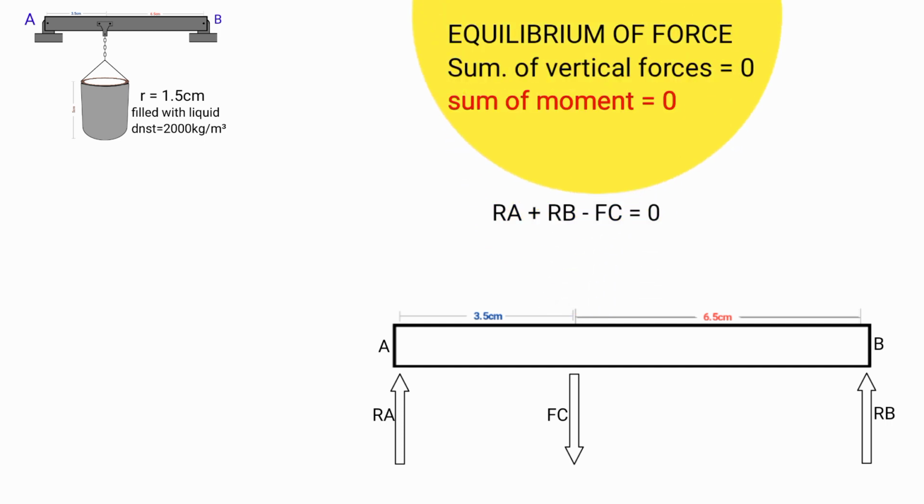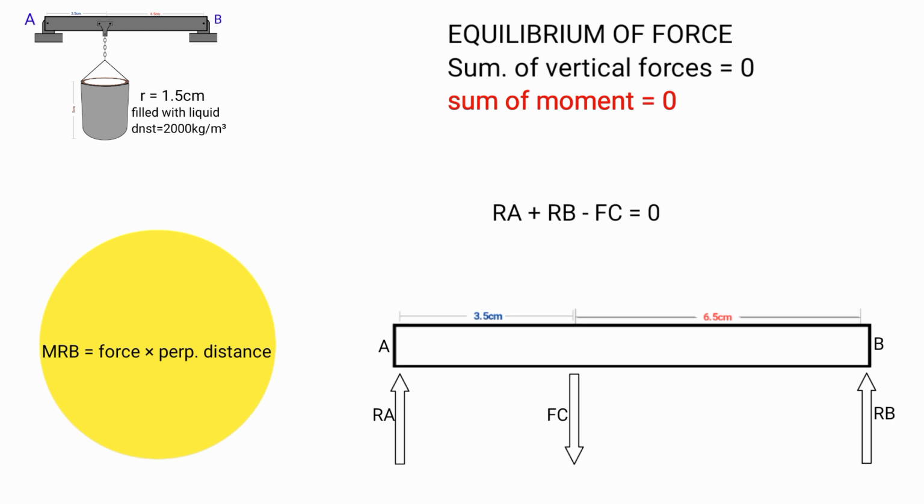Here, since the moment at all points equals 0, let's take all the moments acting at this point A, sum them up and equate them to 0. The moment caused by this RA at point A is 0 because it's acting directly at the point. There is no perpendicular distance. Moment caused by RB now, since moment is calculated by force times perpendicular distance, the force here is RB and the perpendicular distance is from here to here. That is 3.5 centimeters plus 6.5 centimeters, which is 10 centimeters. So MB equal to RB times 10 centimeters, which equals 10 RB centimeters.